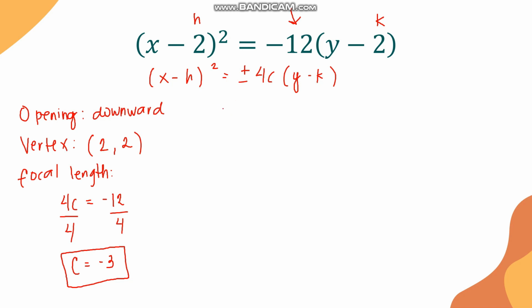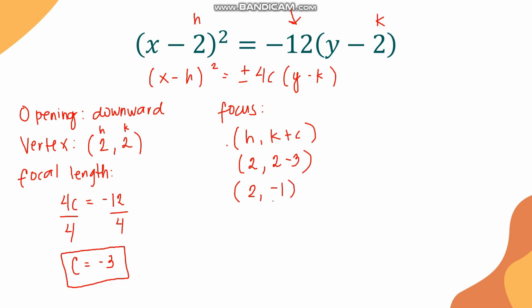And then let's solve for the location of the focus. Since it opens downward, that means it follows the form of (h, k plus c). So h here is 2, and k is also 2. So we have 2, and then plus negative 3, or this will become 2 minus 3. 2 minus 3 is negative 1. So the focus is located at (2, negative 1).